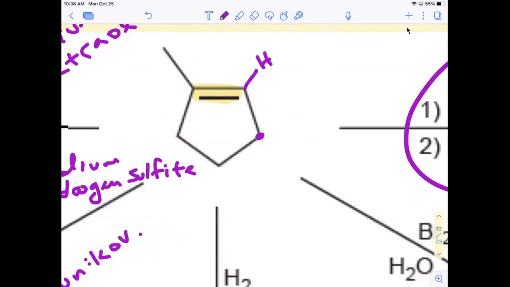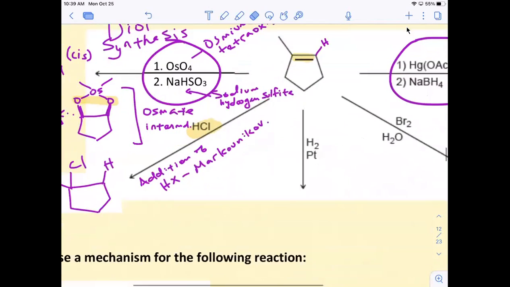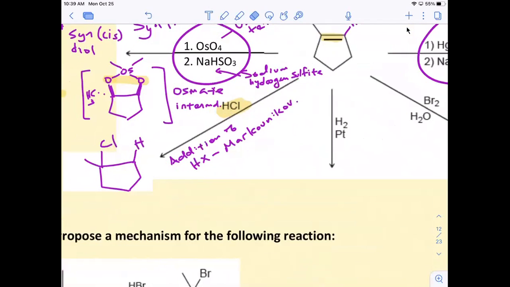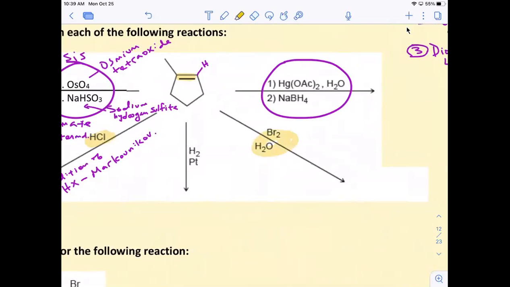All right. So we've done that reaction already, so that's why I'm not going through the mechanism again or anything like that. We're just predicting the products. What about here? What reaction is that? And what's the outcome?